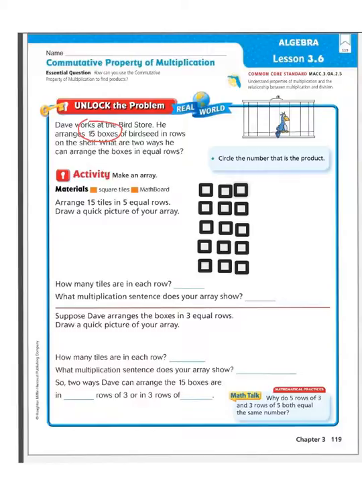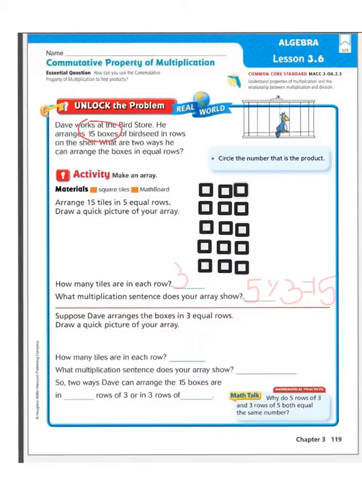So how many tiles are in each row? 3. And then what multiplication sentence does your array show? So we've got 5 times 3 equals 15. So suppose Dave arranges the boxes in 3 equal rows and not 5 equal rows. Draw a picture of your array.